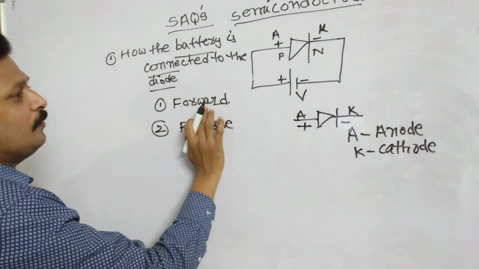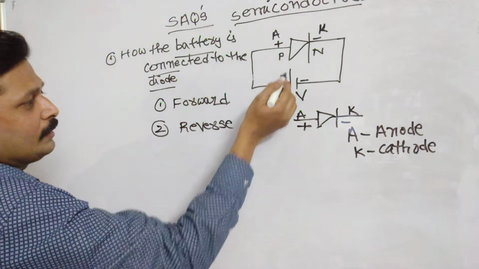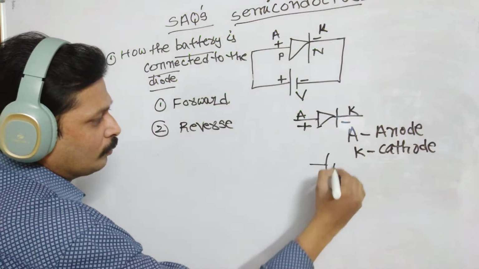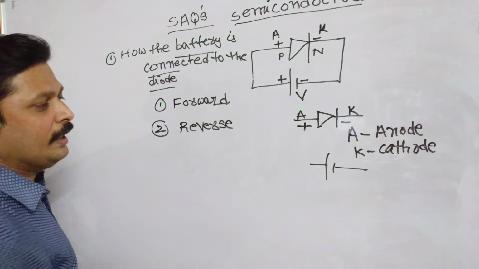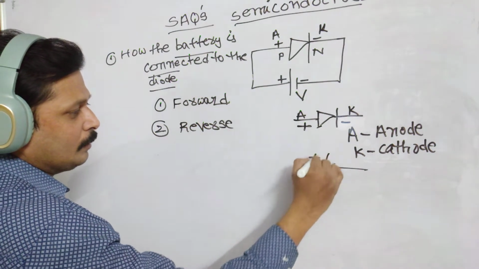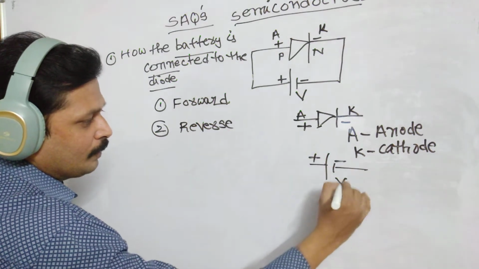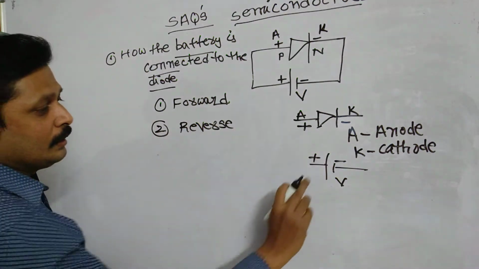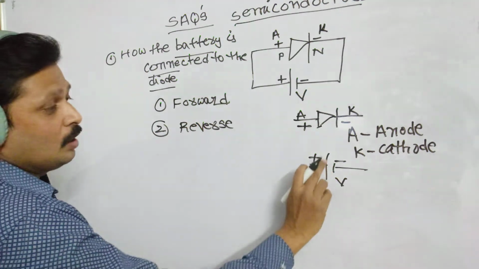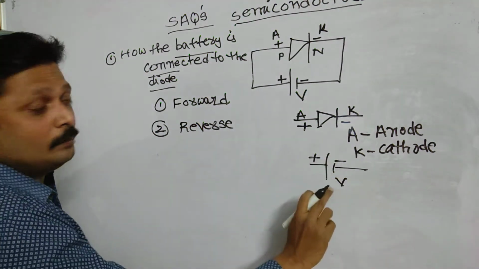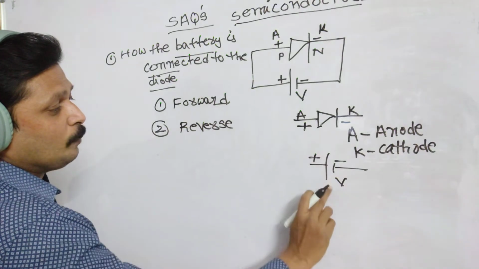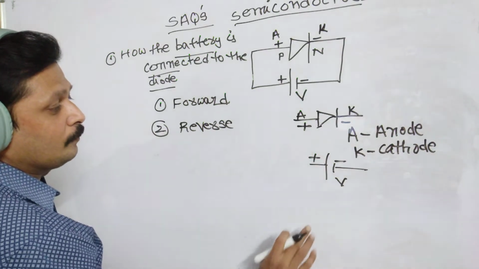What is the meaning of forward? This is the symbol, I am showing it separately now. The battery is represented by V. The battery has two terminals, one a long terminal and the other a short terminal. The long terminal indicates positive, the short terminal indicates negative.